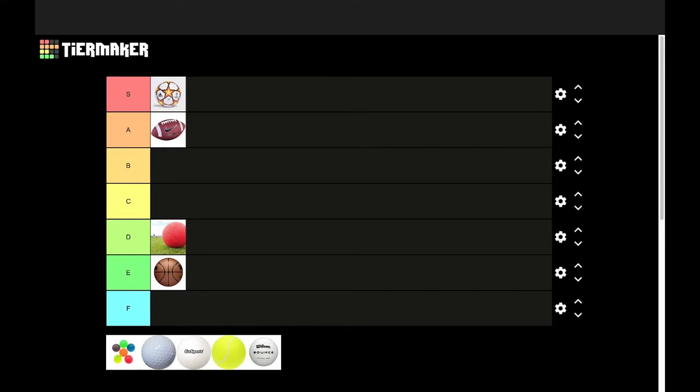Now, next is the volleyball, which has a mass of 0.26 kilograms. Dima, what are your thoughts on the volleyball? What tier should it be placed in? Well, obviously, it has almost half the mass that the soccer ball does, and its radius is actually about the same.